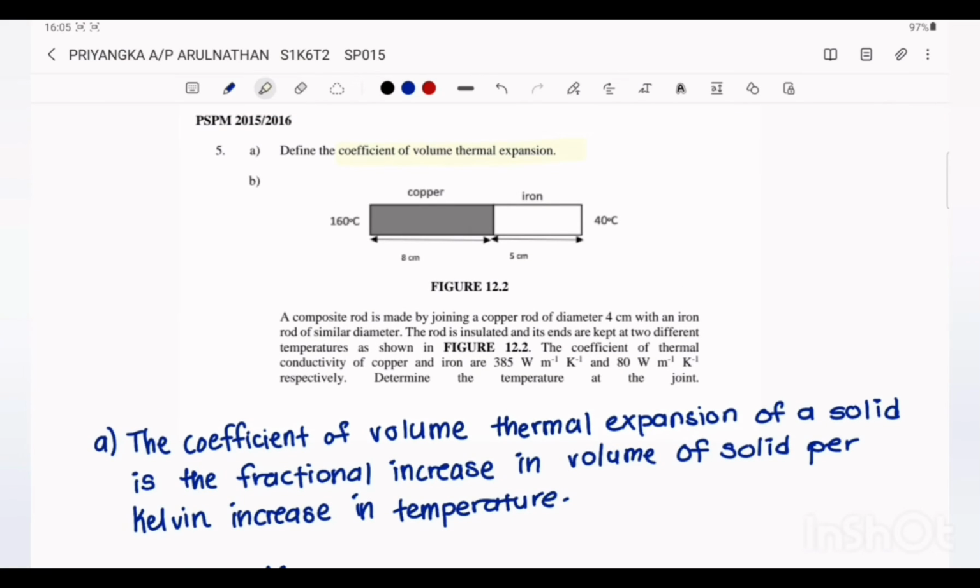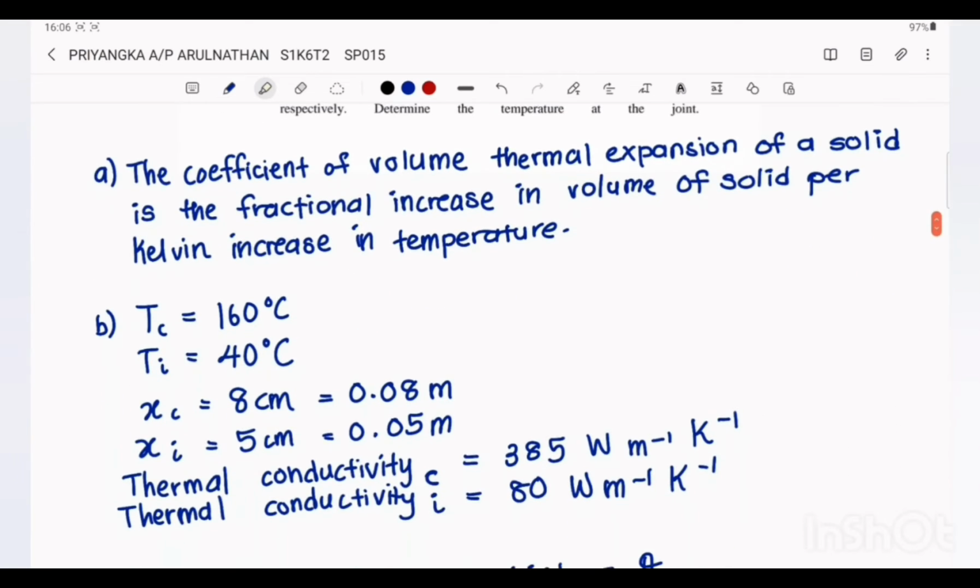A composite rod is made up by joining a copper rod of diameter 4 cm with an iron rod of similar diameter. The rod is insulated and its ends are kept at two different temperatures as shown in figure 12.2. The coefficients of thermal conductivity of copper and iron are 385 Wm^-1 K^-1 and 80 Wm^-1 K^-1 respectively. Determine the temperature at the joint.